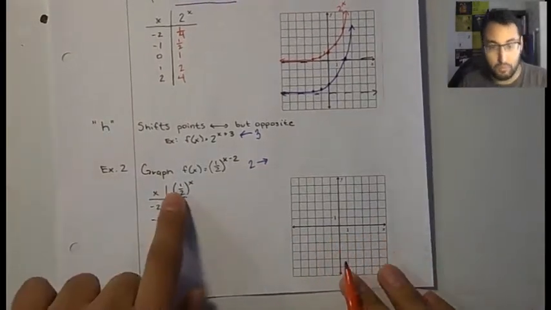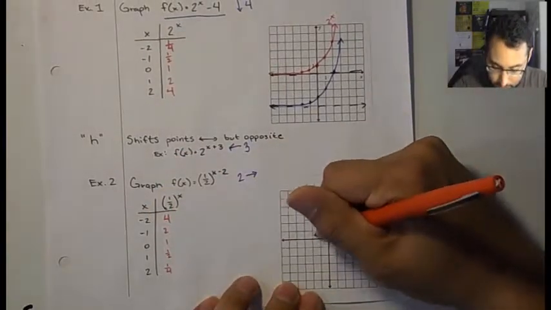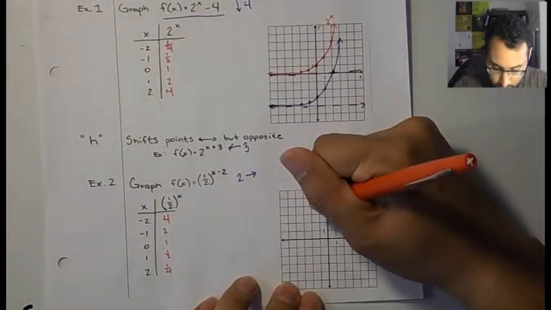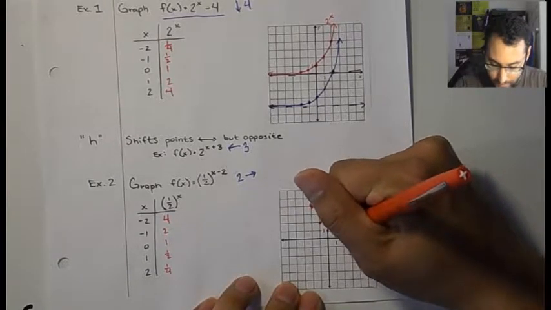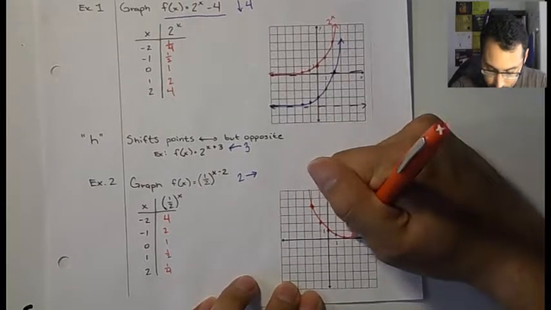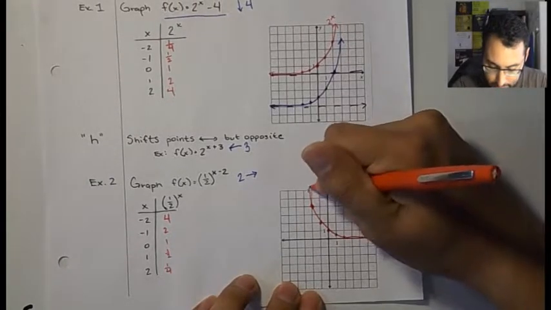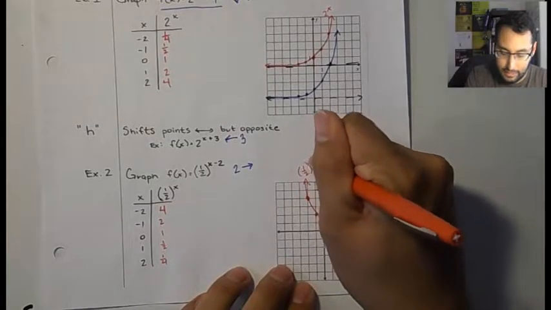All right, so just graphing our parent function, 1/2 to the x power. So -2, 4, so that's 2 to the left and 4 up. -1, 2, 0, 1, 1, 1/2, 2, 1/4. So I'm just going to go ahead and graph that as best I can. It's kind of hugging the asymptote. So this is just 1/2 to the x power.